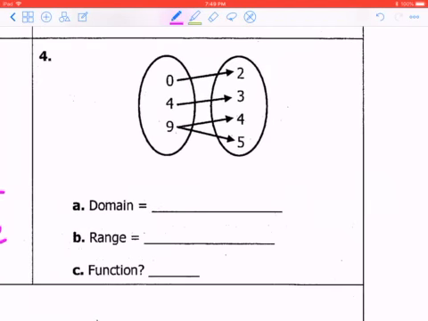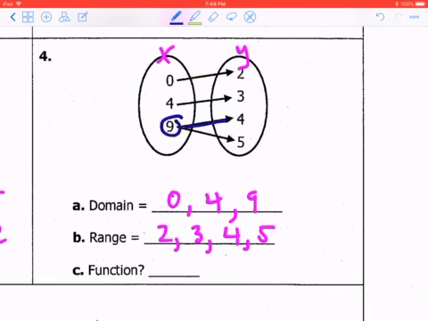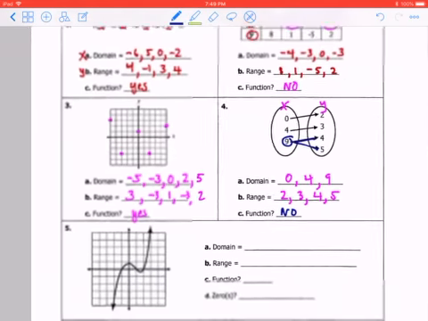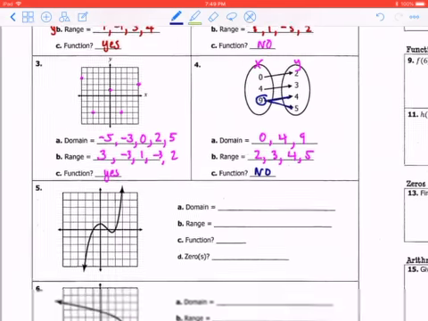When they put it in this form here, by mapping, same thing, 0, 4, and 9, then 2, 3, 4, and 5. And then what I want to do is again look at my x. I see that this x goes to 2 of them, so that means that x repeats. So this is not a function. So far, 1 through 4, just asking about domain and range.